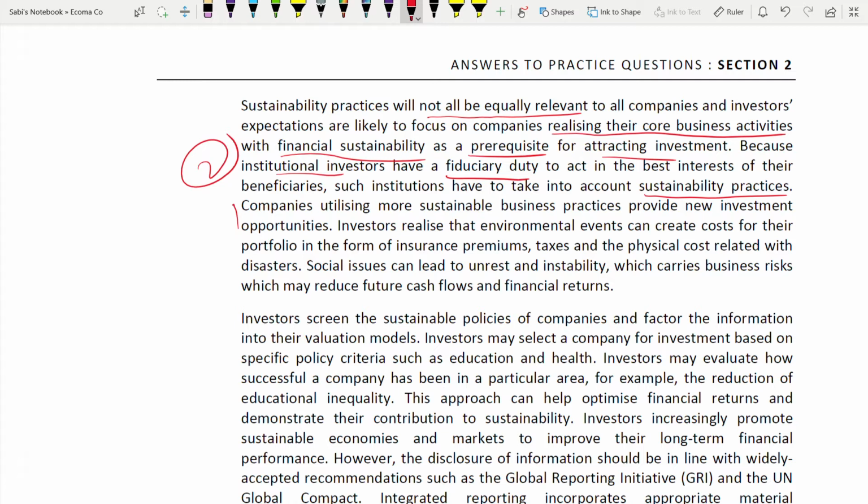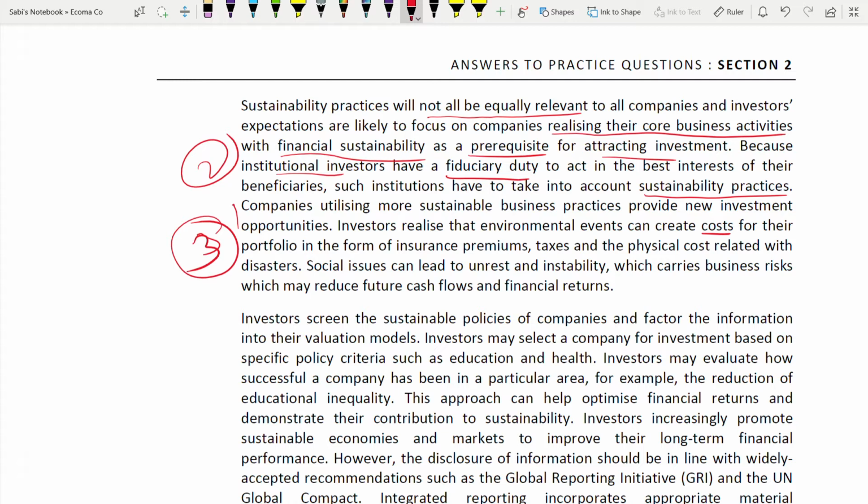Third, cost. Talk about the cost. Number 3. Third is cost. Why? Because an environmental event can create cost. If a tsunami happens, it's a cost for the business. This pandemic was such a huge cost. A lot of business was suffering. It's a cost for them, right? They didn't expect this cost, but it's a cost.